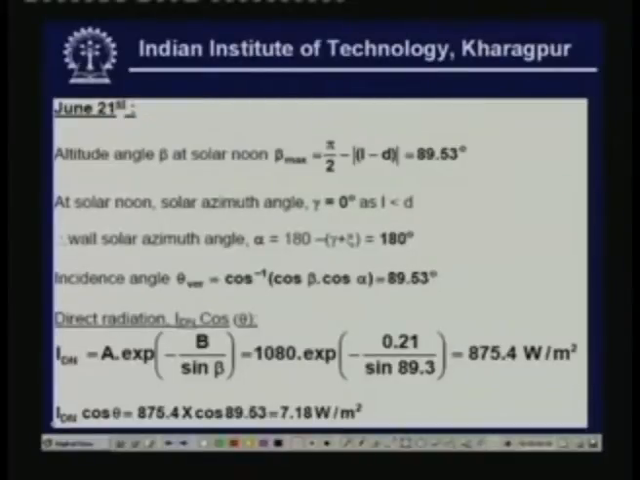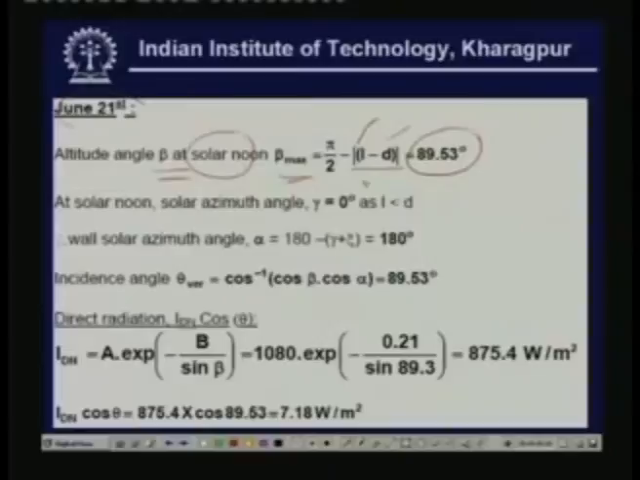First we find out the altitude angle beta. Since we are doing the calculations at solar noon, beta is nothing but beta max, that is given by pi by 2 minus absolute value of L minus D, where L is the latitude and D is the declination. So, you find that the altitude angle works out to be 89.53 degrees. First I am doing the calculation for June 21st, so I take the declination as 23.5 degrees.